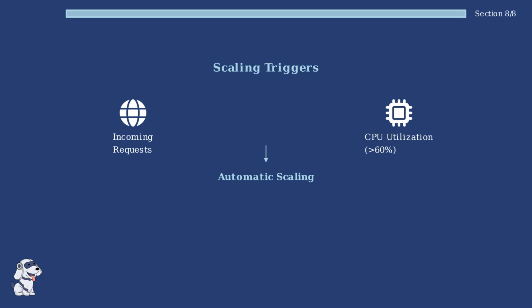The answer has three key components: understanding the scaling triggers, identifying potential pitfalls, and knowing mitigation strategies. Let's break this down systematically. Cloud Run scales automatically based on two primary triggers: incoming requests and CPU utilization. When CPU utilization exceeds 60% during request processing, Cloud Run scales out by creating additional container instances.